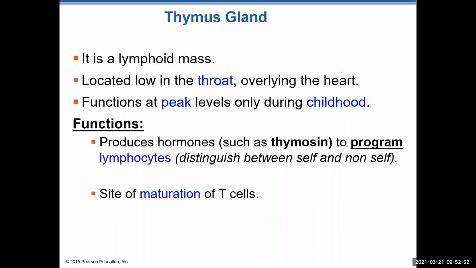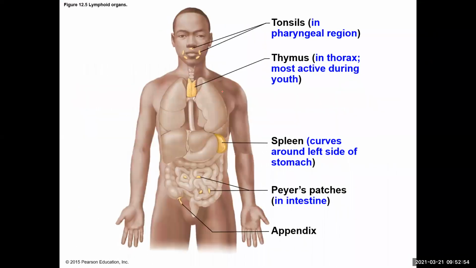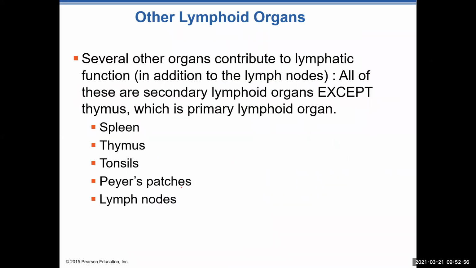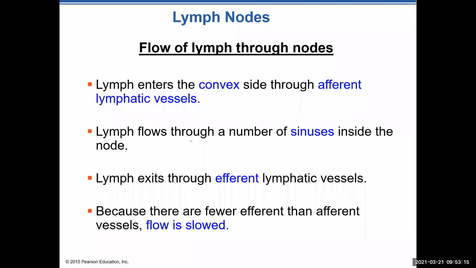Whatever you see after that, whether we talk about the spleen, tonsils, Peyer's patches, or lymph nodes, they are all secondary lymphoid organs. And remember, the largest of all the secondary lymphoid organs is the spleen. This is a very important point to remember.